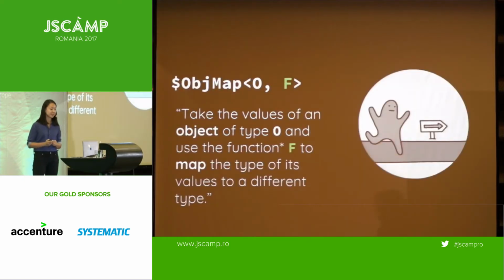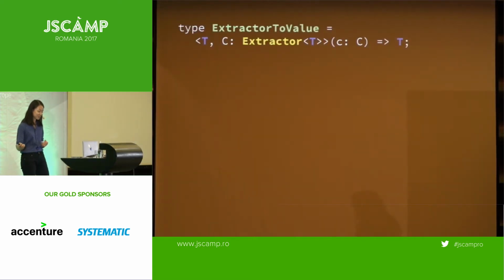So how do we tell Flow what the result of processing this object is? Well, Flow specifically has a powerful utility called $ObjMap that comes to the rescue here. And if you're using TypeScript, there's a similar utility that exists there. $ObjMap is a higher order type that says, take the values of an object of type O and use the build time function F, which you will define, to map the type of the values of O to a new type. So that's a lot of words.